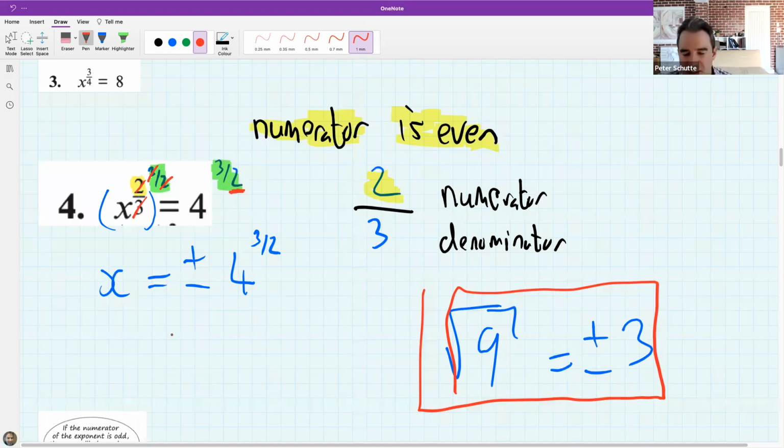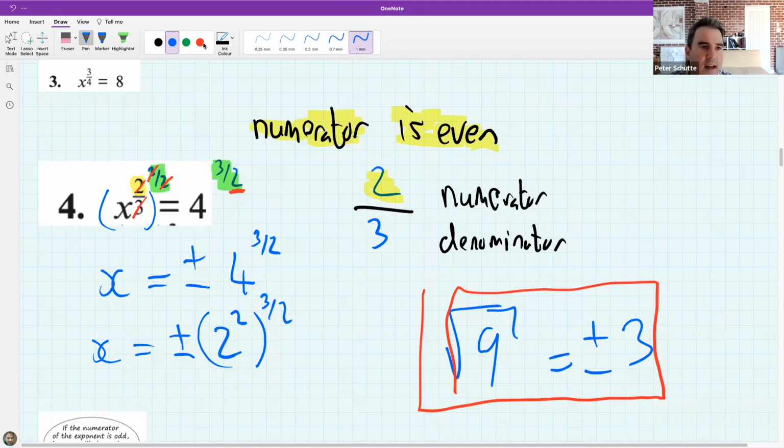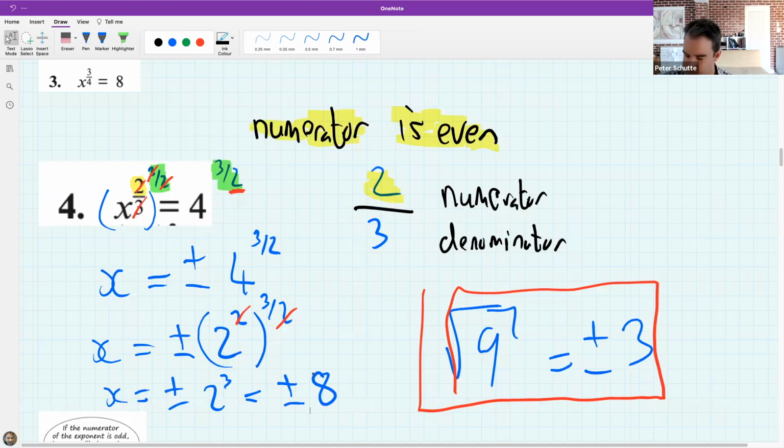Now, this isn't actually that bad. The only thing I've done different is I've recognized that the numerator is even, and now I raise both sides to the power and I put plus minus in. How does the next step go? Well, all I do is write 4 as 2 squared, because I know 4 can be written as 2 squared. I'm going to cancel out these 2's. And my answer is going to be plus or minus 2 to the power of 3, or plus or minus 8.